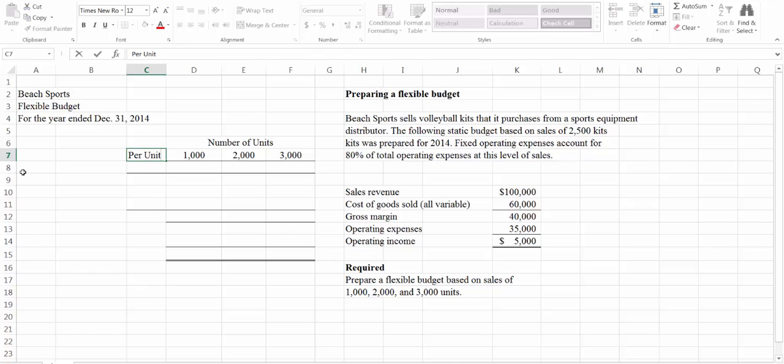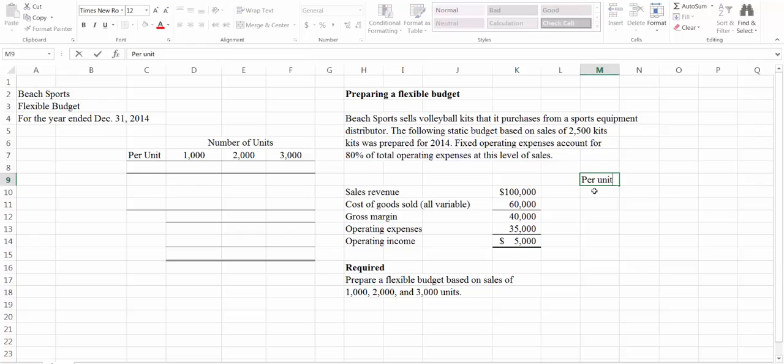All right, so one thing you always want to remember whenever you're taking information based on one activity level and converting it to another activity level, you're looking for unit amounts. The unit amounts are your key to solving these problems. Okay, so over here, the unit amounts are what we're going to need in order to get this budget started. So let's take a look. We have sales of $100,000 for 2,500 kits. So let's calculate our per unit amounts over here.